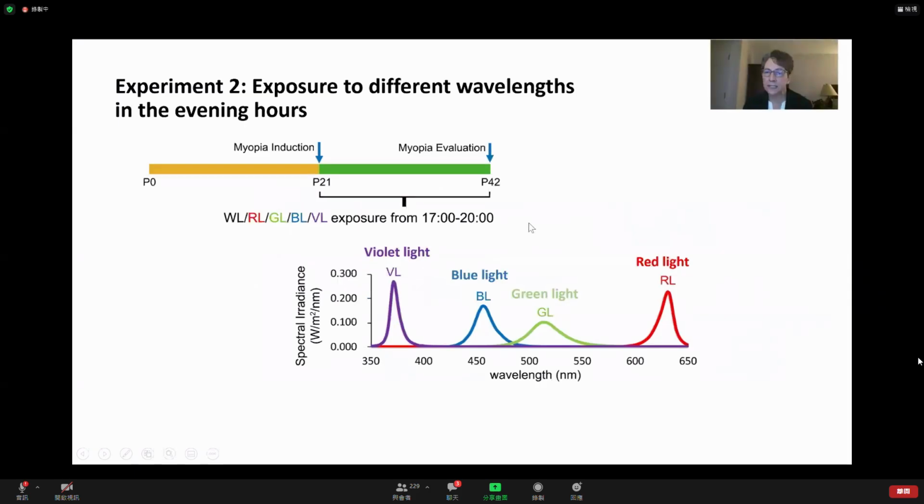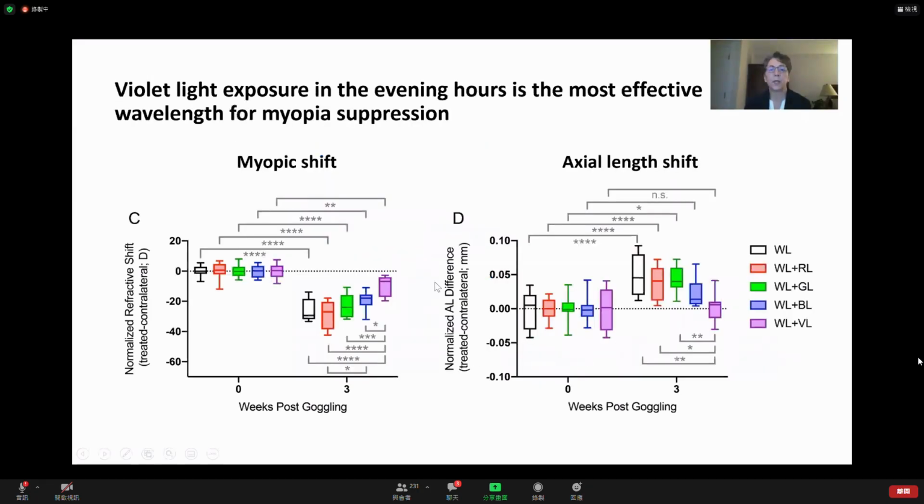Now, the second experiment we wanted to do was to expose the mice to different wavelengths in these evening hours. And so we looked at violet light, blue light, green light, and red light when exposed between 1700 and 2000 hours. And when we do this, you can see that the myopic shift is only prevented with the violet light. And similarly, we only see a prevention of the axial elongation with violet light.